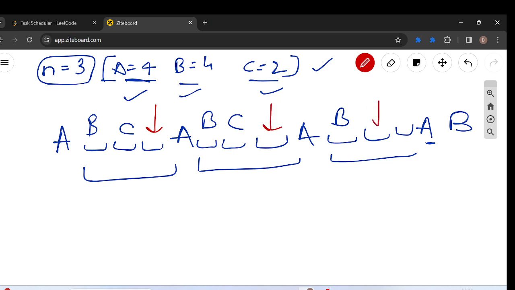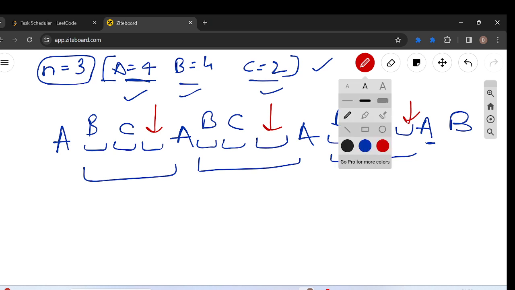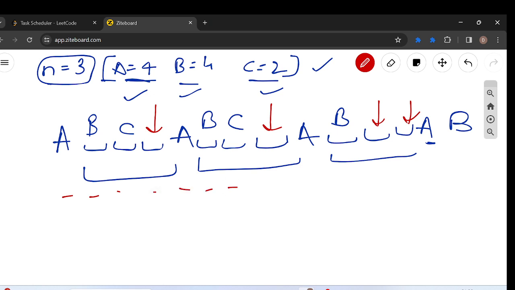So this is the question. Here the minimum time is: 1, 2, 3, 4, 5, 6, 7, 8, 9, 10, 11, 12, 13, 14. So our answer is 14. Now how will we code this question, how will we approach and solve it? Let's see.